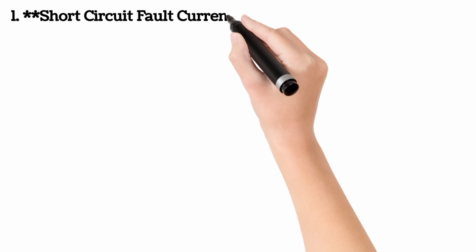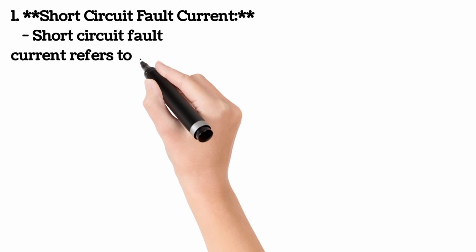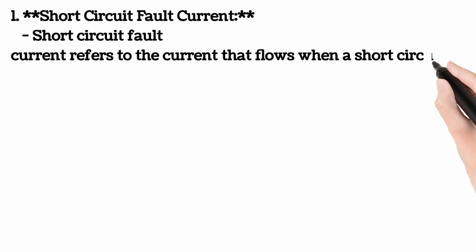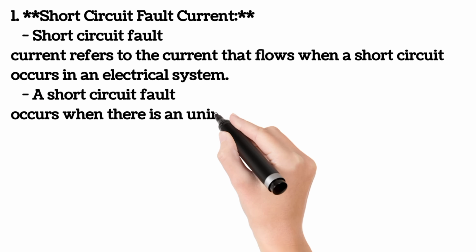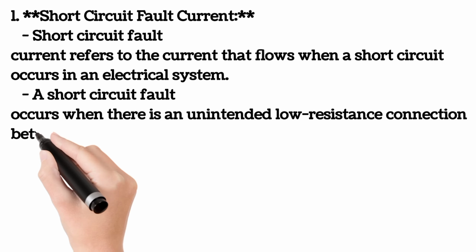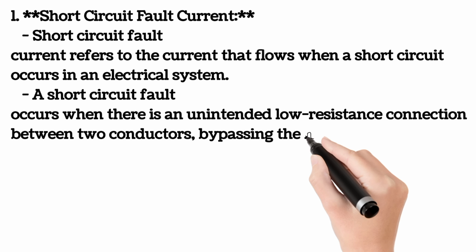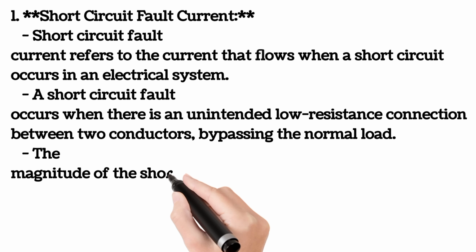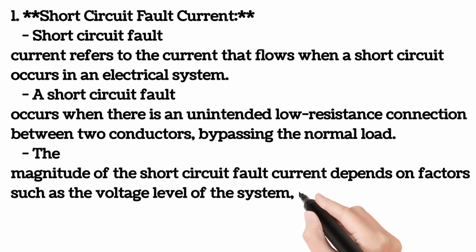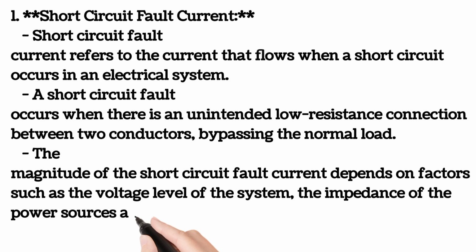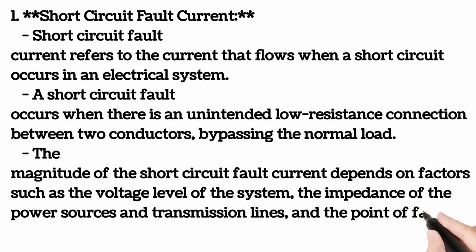1. Short-circuit fault current. Short-circuit fault current refers to the current that flows when a short circuit occurs in an electrical system. A short circuit fault occurs when there is an unintended low-resistance connection between two conductors, bypassing the normal load. The magnitude of the short-circuit fault current depends on factors such as the voltage level of the system, the impedance of the power sources and transmission lines, and the point of fault location.